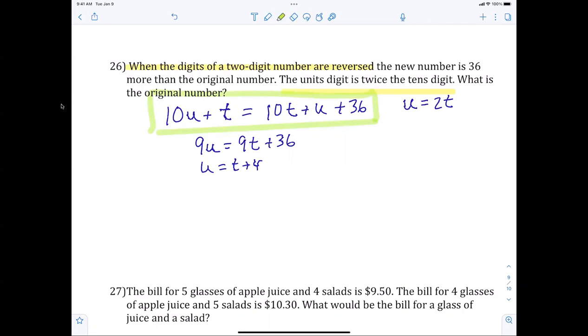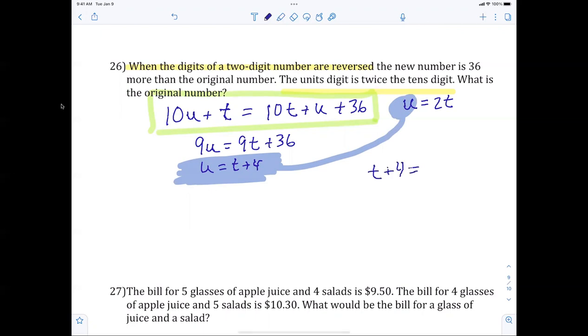Now, once again, let's take a look at this right here. This goes right here. So I can write t plus 4 equals 2t. So what does t equal? 4. Everybody happy with t equals 4? And if t equals 4, then u must have been 8. So our number was 48.